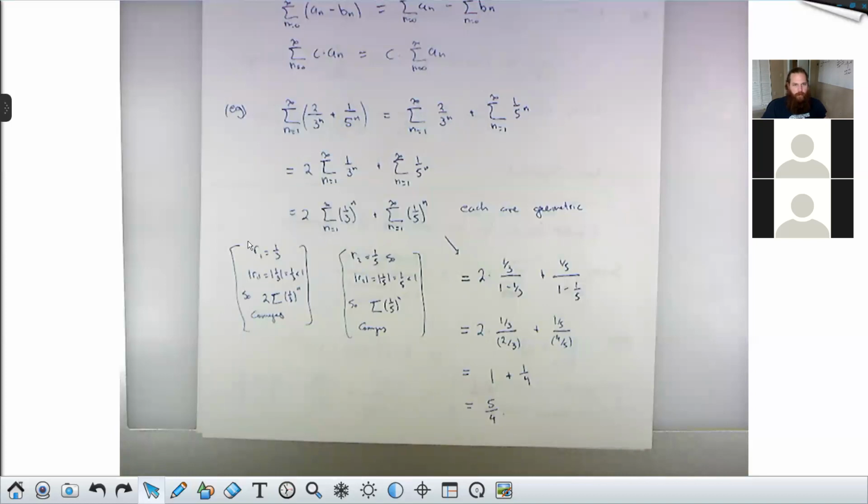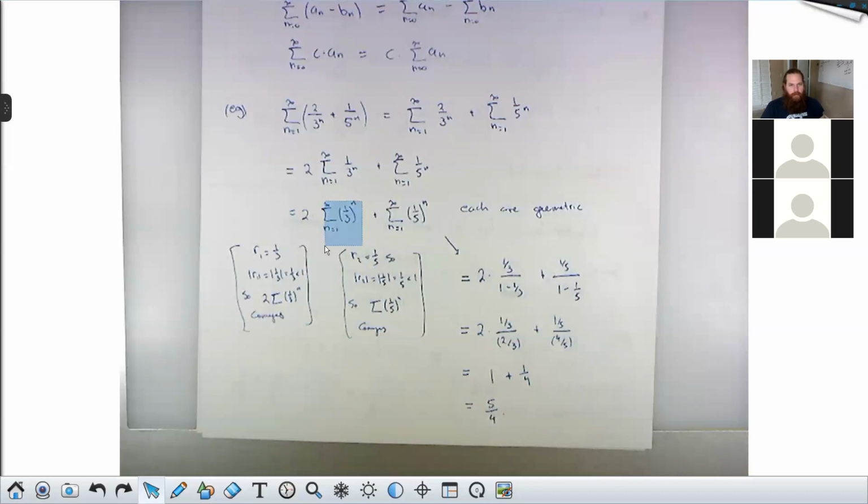The first one has common ratio 1/3, whose absolute value is less than 1, so it is a convergent series. The second one has common ratio 1/5. The absolute value of 1/5 is also less than 1, so that series is also convergent. And then finally, I can use my formula. This 2 comes along for the ride, just like it would for an integral.